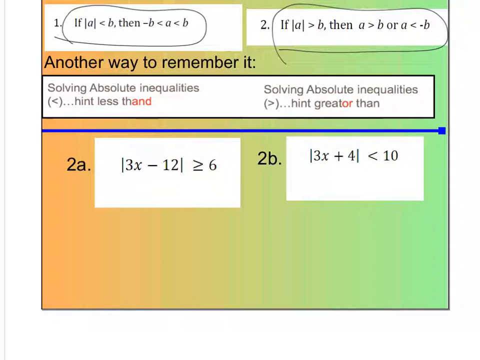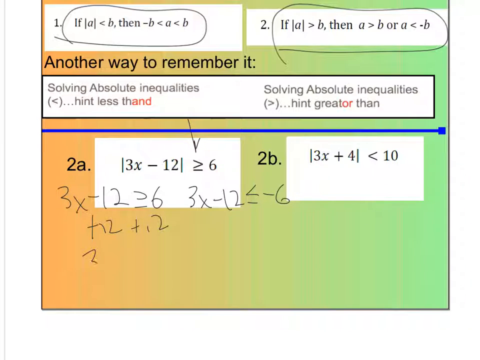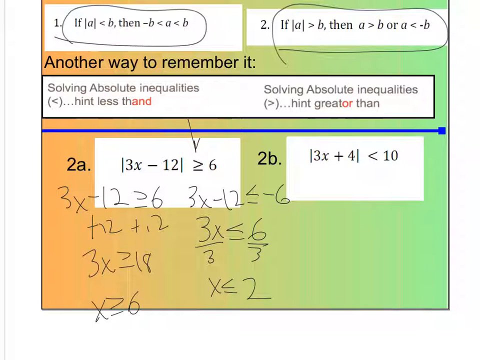So let's take a look. So this one is going to be greater. So that means I'm going to have 3x minus 12 greater than or equal to 6, and 3x minus 12 less than or equal to negative 6. So a little bit of solving. 3x greater than or equal to 18, x greater than or equal to 6. Here, 3x is going to be greater than or equal to positive 6, x is going to be less than or equal to 2.